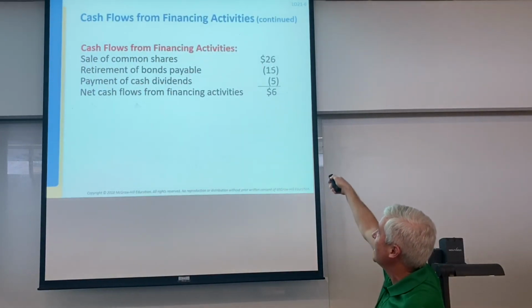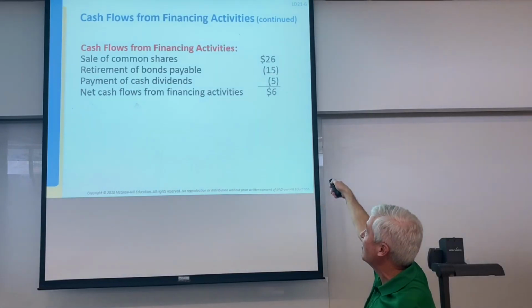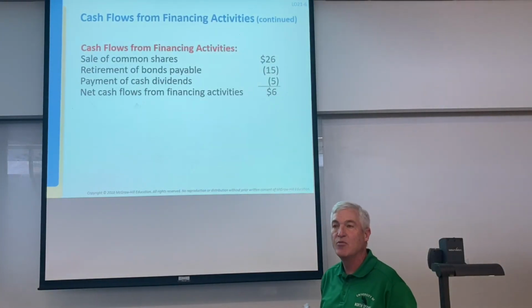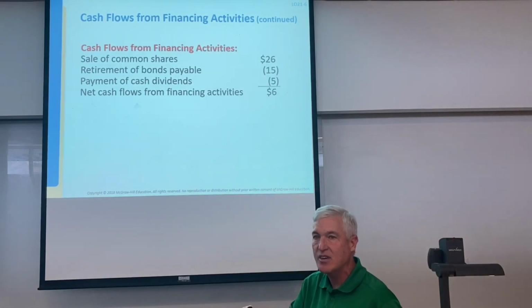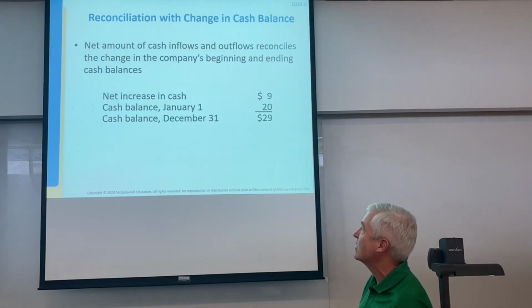So here in this company, they sold 26 million of shares. They paid 15 million out on bonds that reduced their debt, and they paid $5 million of cash dividends from where? From retained earnings. So I can look at my balance sheet, and I can look at changes, and I can take those changes and put them on the cash flow statement, and that's what we're going to do.